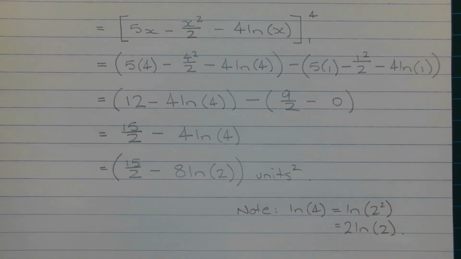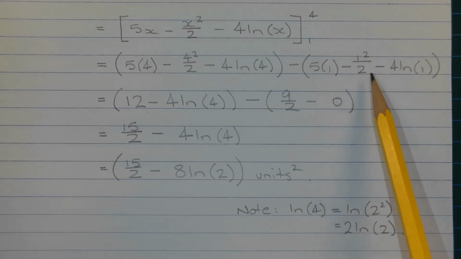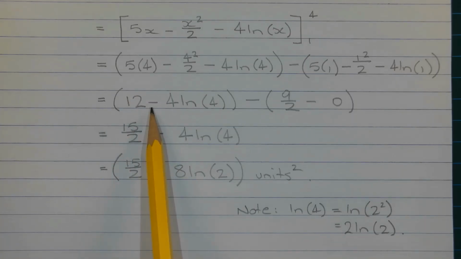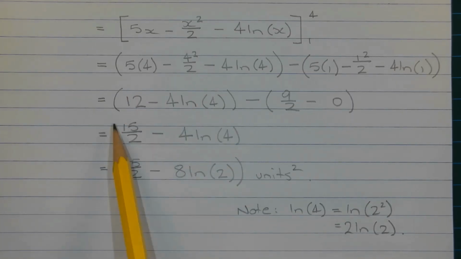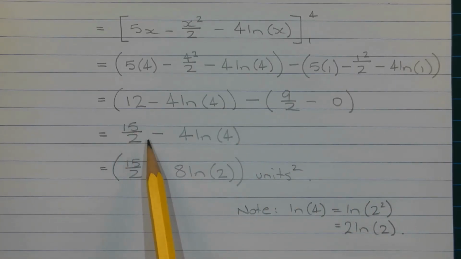Applying the limits of integration, we get 5 times 4 minus 4 squared over 2 minus 4 times ln of 4 in brackets minus 5 times 1 minus 1 squared over 2 minus 4 times ln of 1 in brackets. And that simplifies to 12 minus 4 times ln of 4 in brackets minus 9 over 2 minus 0 in brackets. And that simplifies further to 15 over 2 minus 4 times ln of 4.